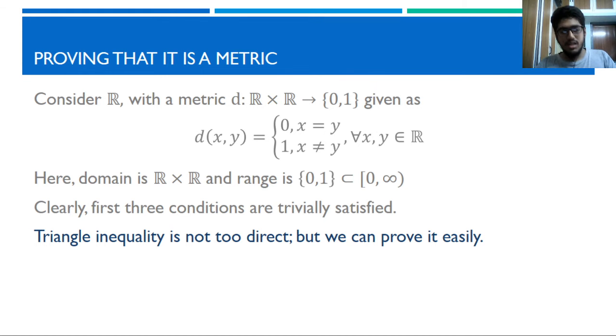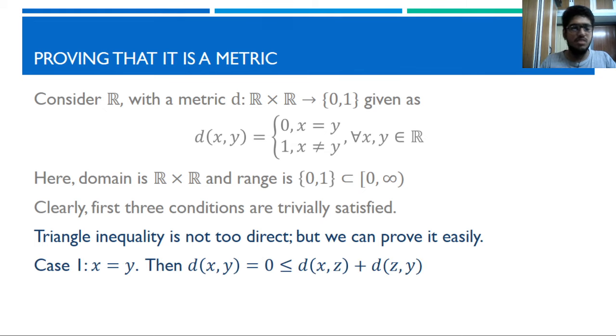Now, the triangle inequality is not too direct, but we can solve it in two simple cases. First case, when x is equal to y, d of x comma y will be equal to 0, which is less than or equal to d of x comma z plus d of z comma y, because d of x comma z can take either 0 or 1. D of z comma y can also take either 0 or 1. Hence, on the right hand side, the possible values are 0, 1 and 2. Definitely 0 is less than or equal to all three numbers.